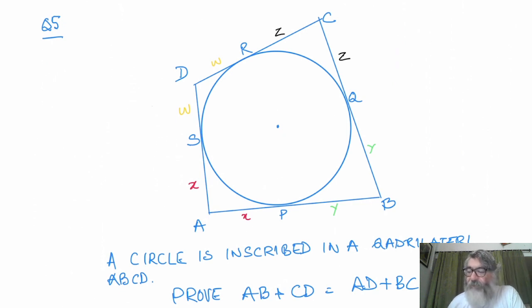Similarly, CR is equal to CQ. They are equal to Z, because from C I have drawn two tangents, CR and CQ, so both will be of the same length. Tangents drawn from an exterior point to a circle are of equal length. Similarly, DR is equal to DS, because DR and DS are also both tangents to this circle.